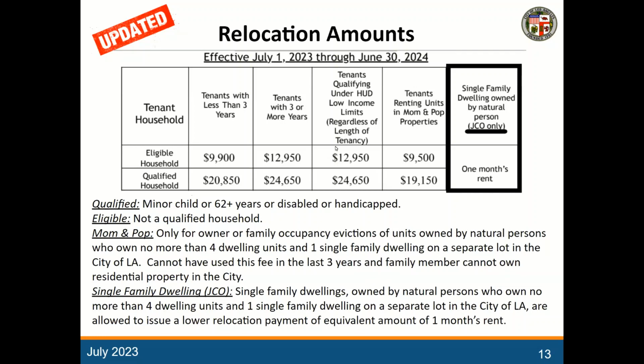We also look to low income status of a household. But the low income status really only increases the relocation amount for units or tenancies that have been in the unit for less than 3 years. As you can see from the chart, a tenant that's been in the unit for less than 3 years and is eligible would be entitled to $9,900. But if they were low income, it would jump to $12,950. Whereas for an eligible tenant that has been in the unit 3 years or more, income would not be a factor. It would be the same amount, $12,950.